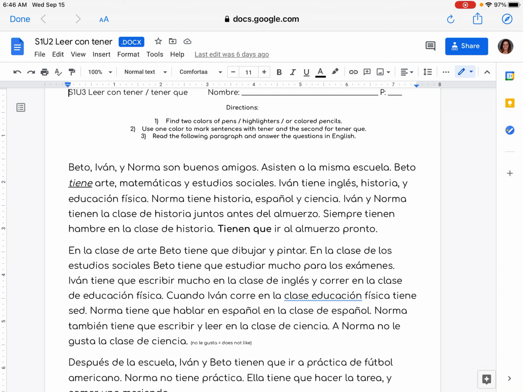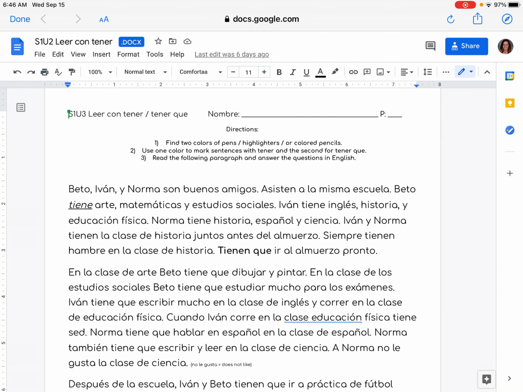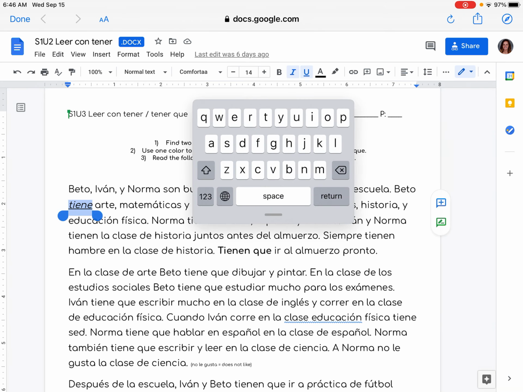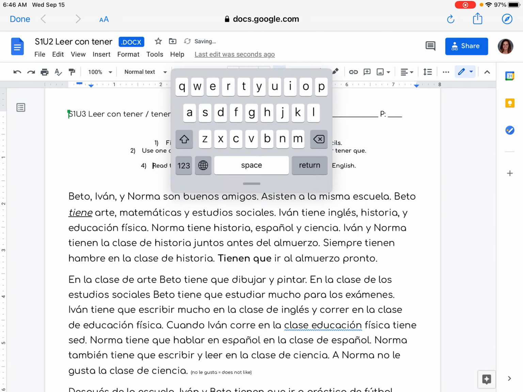So it has 3 steps. Find 2 colors of pens, highlighters, or colored pencils. And if you don't have those, then you can just use a pencil. It says use 1 mark or color for tener and the second for tener que. So if you notice right here with tiene, I underlined it. And then over here with tienen que, I bolded it, okay?